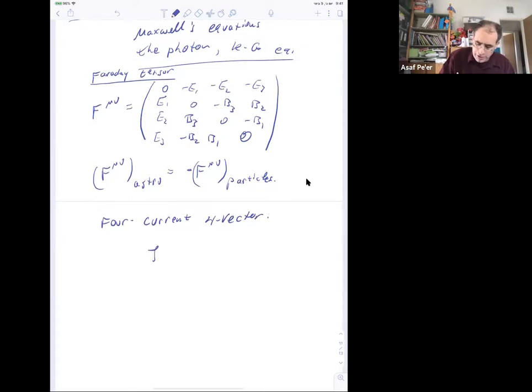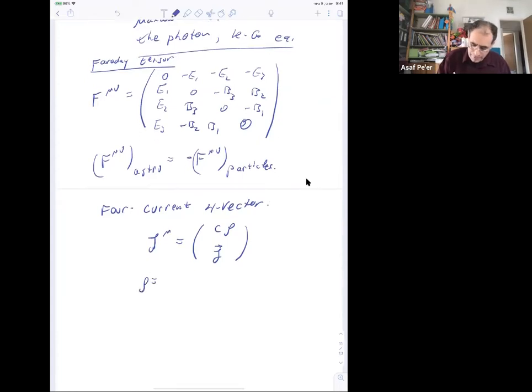And it's another J^μ, a 4-vector. That means that it transforms the same way as other 4-vectors under coordinate transformation. And the definition is, I'm putting out the c, though I don't have to because it's a neutral unit. It's ρ, the charge density, and J, the regular current.